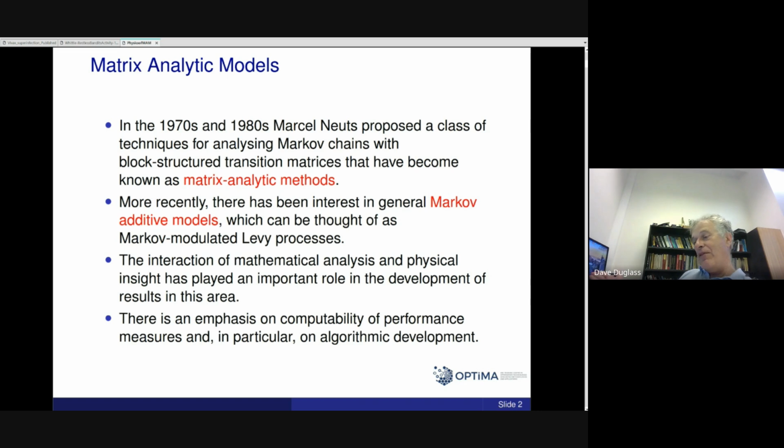And the idea of working in this area is swapping from trying to understand things physically to trying to do the analysis, something I find particularly attractive about it. There's a big emphasis on computability of performance measures. That's something that Marcel was always going on about. Sometimes he would argue that if you write a paper and apply probability and you can't compute the measures you got at the end, then really, why have you done it? So he had a big influence on the discipline that way.